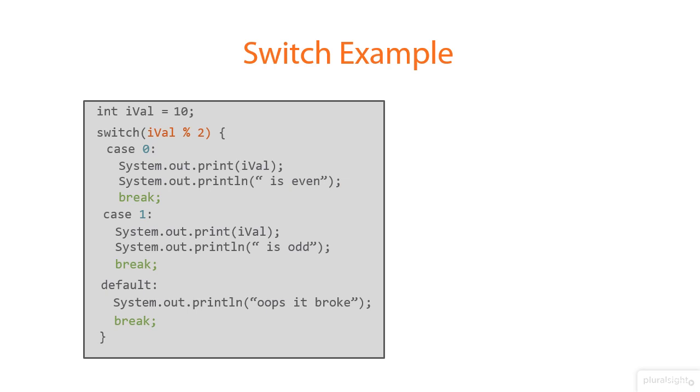Right, so now if we run this, we'll take our 10, right? 10 mod 2 is 0, it matches on the 0, and it prints out just the 10 is even. If we take that ival there and say we change it to something like 25, well now we run it. 25 mod 2 is 1, it'll match on that, and it prints out that 25 is odd.